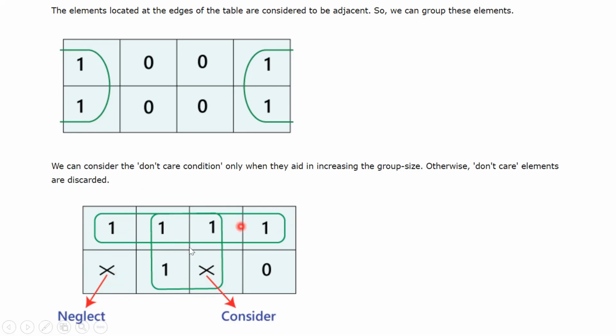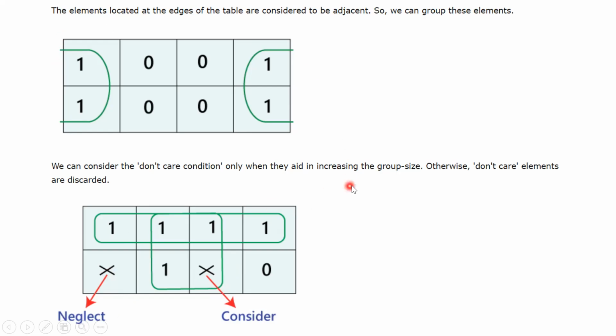M0, M1, M2, M3, this is M4 and this is M7. Okay, if I consider 0, 1 and that way, I will take the highest one. This will be the lower side mean term, right? So that's why this is neglected and I will consider this don't care one. So that's why it is written neglect and consider.